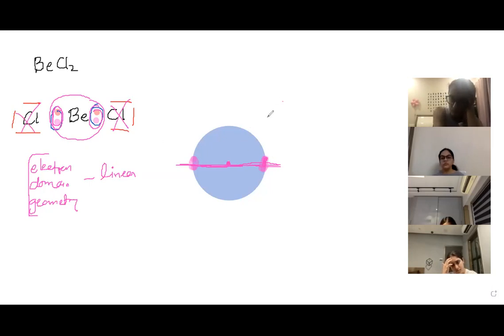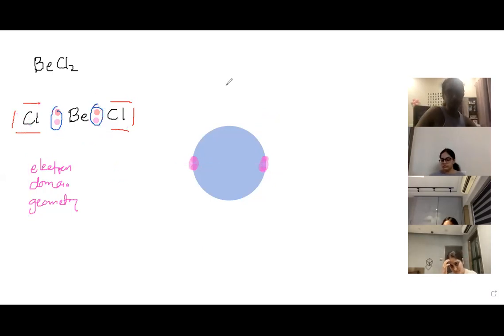So this is the beryllium atom, a spherical beryllium atom. If one electron domain is here, the second electron domain has to be here. I cannot put it anywhere else, because anywhere else will not be the furthest possible apart. So the electron domain geometry is linear.